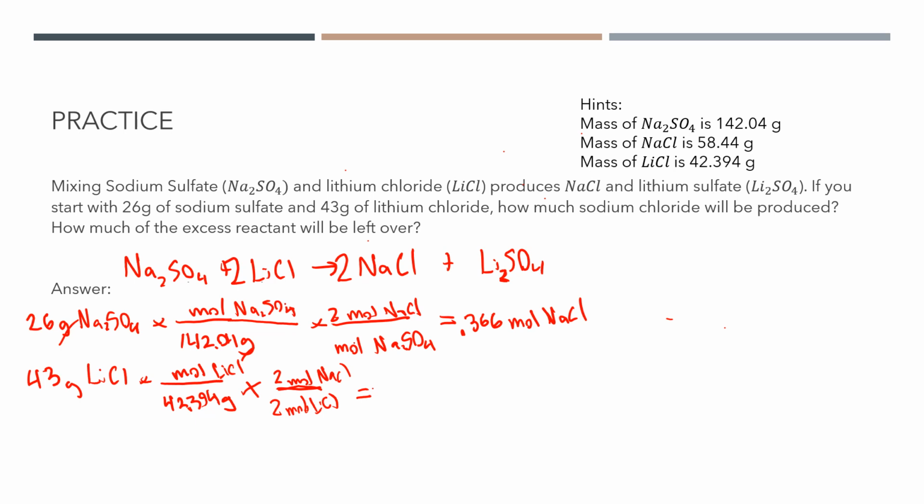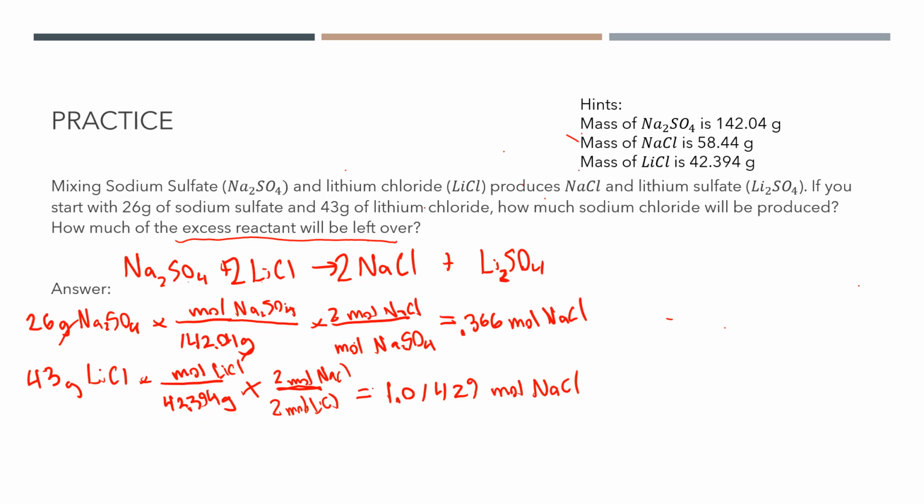Let's see how many moles that gets us. That gets us 1.01429 moles of sodium chloride. Looking at this, I know that the sodium sulfate has to be my limiting reactant because we have the least amount of it. So now that we know how much sodium chloride is going to be produced, we're going to have 0.366 moles of sodium chloride. And if we wanted to convert that into grams, we could multiply it by its molar mass. But now we want to know how much excess reactant will be left over.